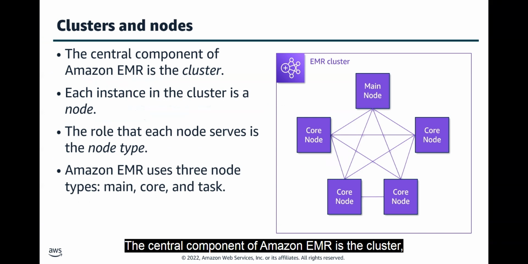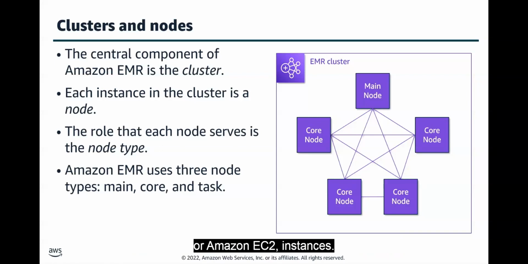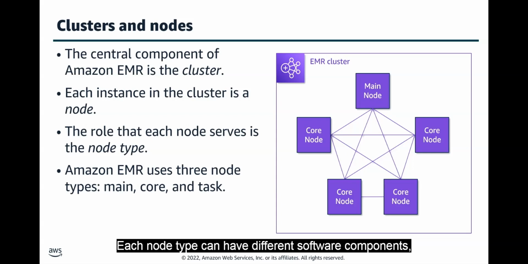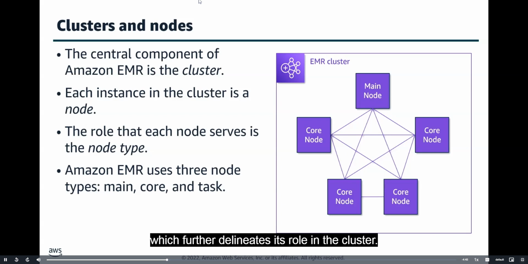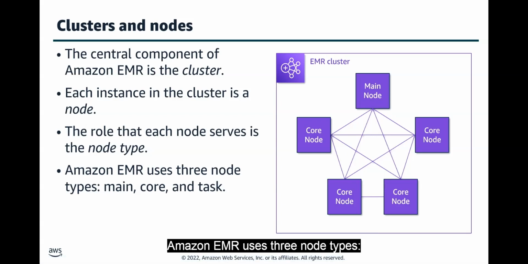The central component of Amazon EMR is the cluster, which is a collection of Amazon Elastic Compute Cloud, or Amazon EC2, instances. These EC2 instances are referred to as nodes, and each node has a role, known as a node type, within the cluster. Each node type can have different software components, which further delineates its role in the cluster. Amazon EMR uses 3 node types: main, core, and task.